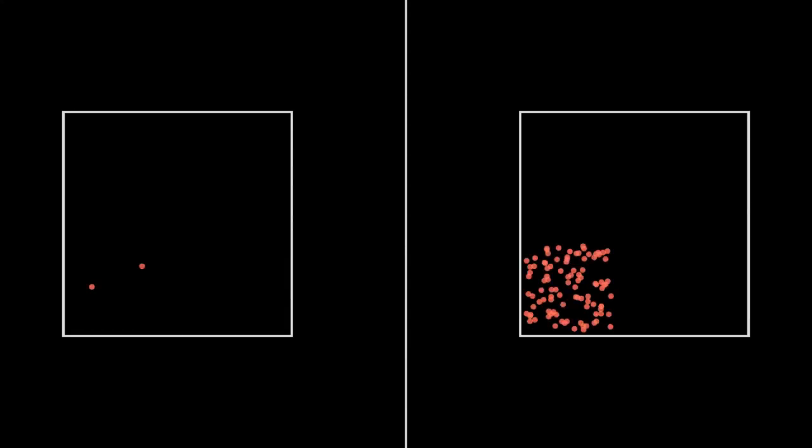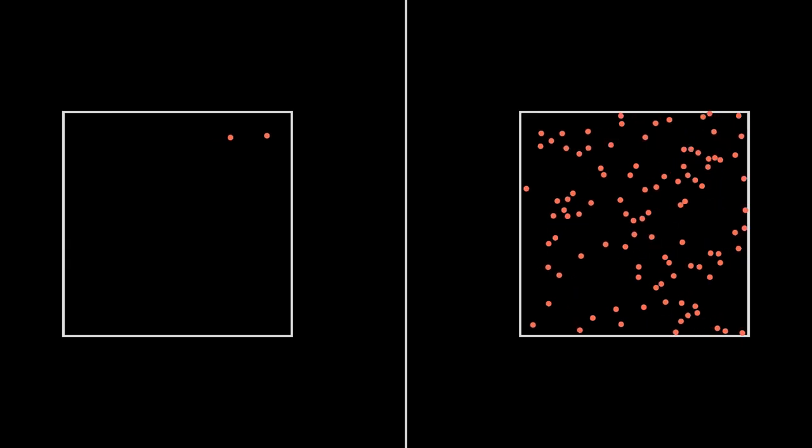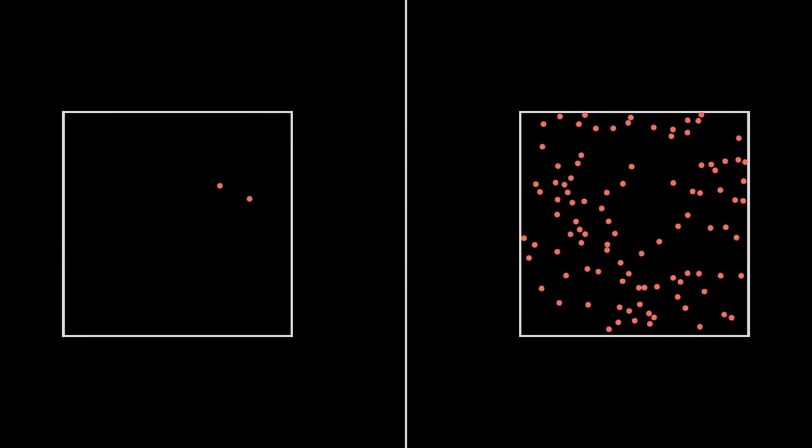Here are two boxes, each starting with particles tightly packed into one corner, 2 on the left, 800 on the right. Both expand to fill their boxes, then move around freely. First, we pause right after the expansion and play the film backward.